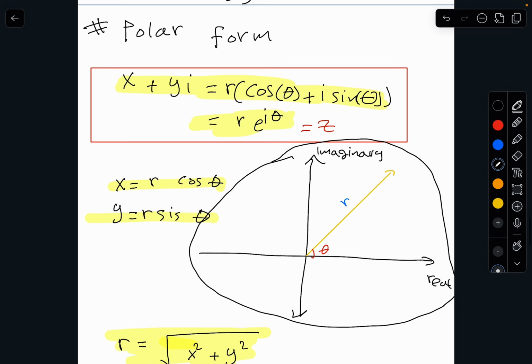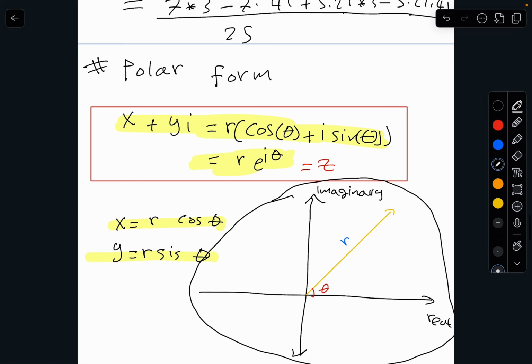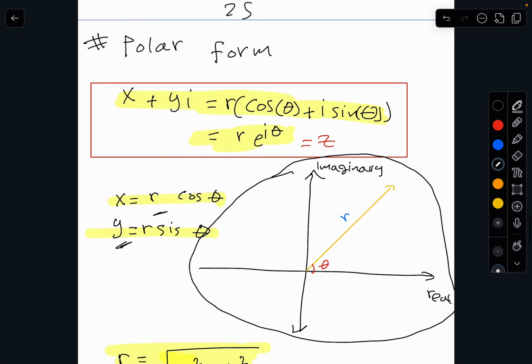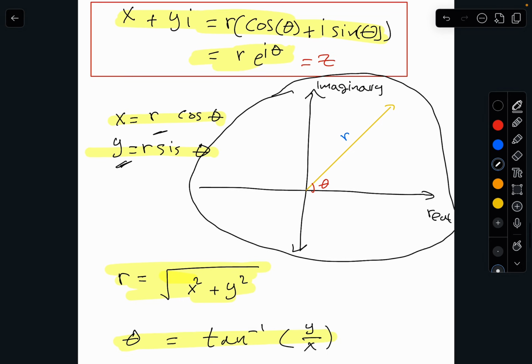So how to convert? We convert by this formula. x + yi equals r(cos θ + i sin θ), which equals r e^(iθ). And if we want to get back to the rectangular form, we use those rules for x and y.